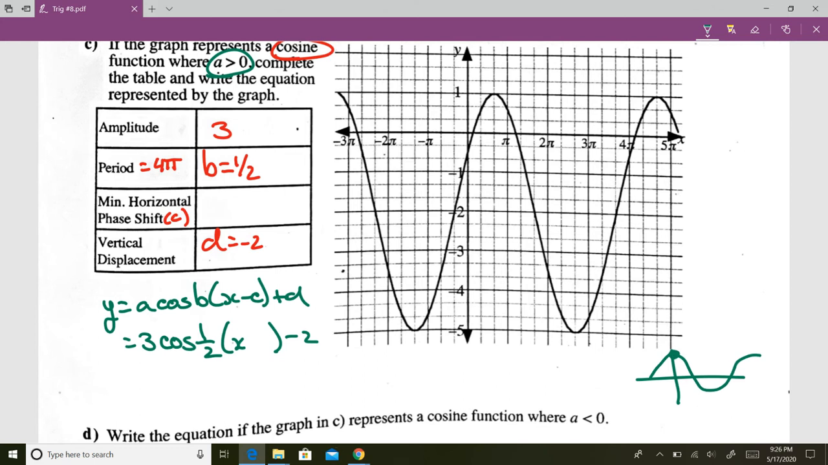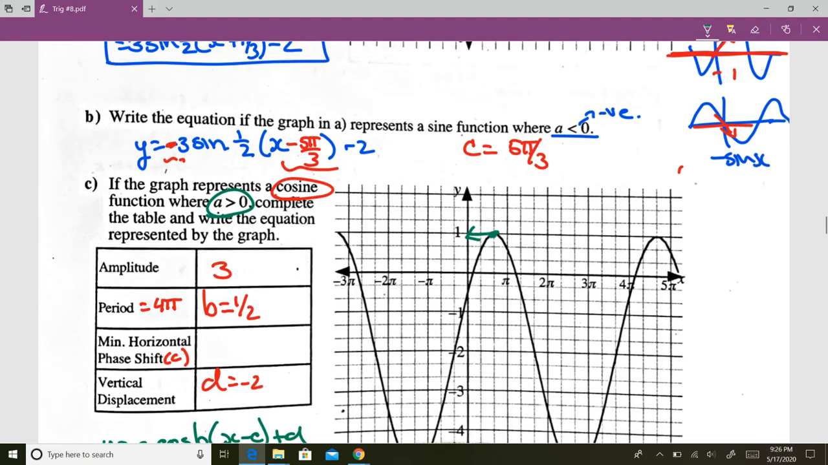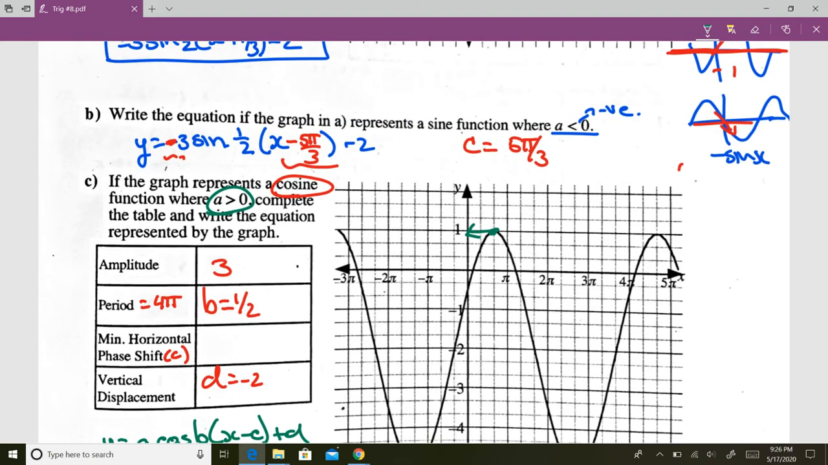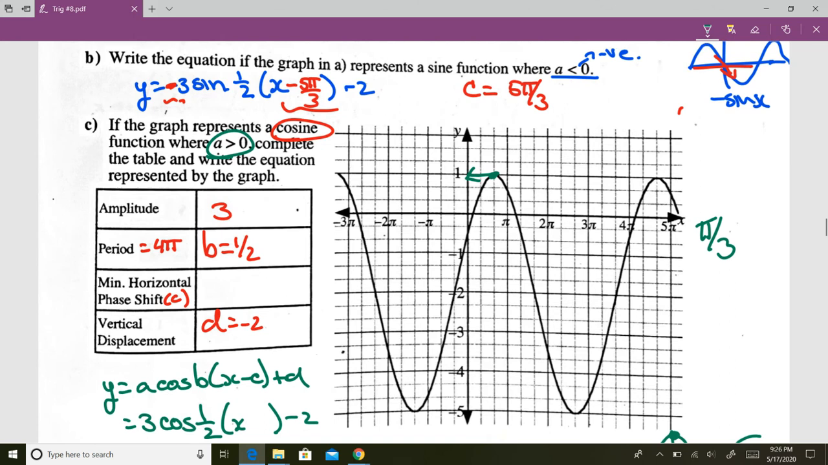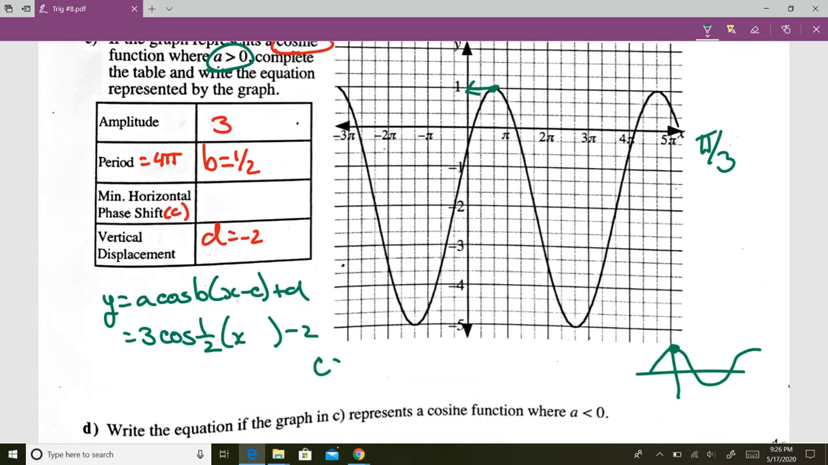They have a max at the origin. So the only thing you have to do, you don't care about the midline, you don't care about anything. All you do is find the closest max to the origin, which is that one. And it's 2 units over. Since this is the same graph, each line is worth pi over 3. So c value 2 times pi over 3. I went to the right. Okay, that's to the right of the origin. x minus 2 pi over 3. And that is the equation.